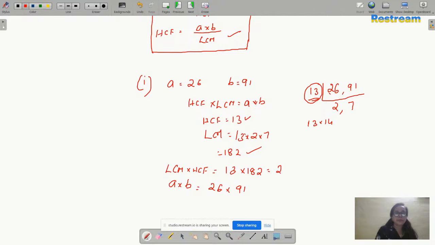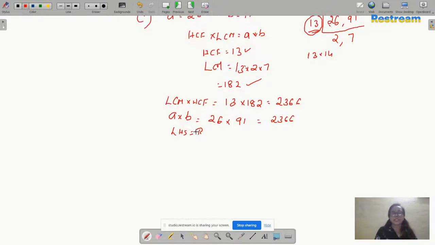2366, right? 2366. What is 26 into 91? That is also 2366. Now you see left hand side is equal to right hand side. That is LHS is equal to RHS. Hence verified. How will you write the answer? It is verification. We have to verify the result. That means hence verified. Okay? Clear? This way we have to find out the relationship.